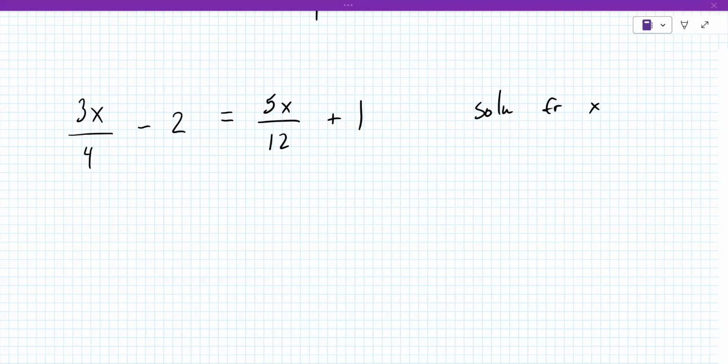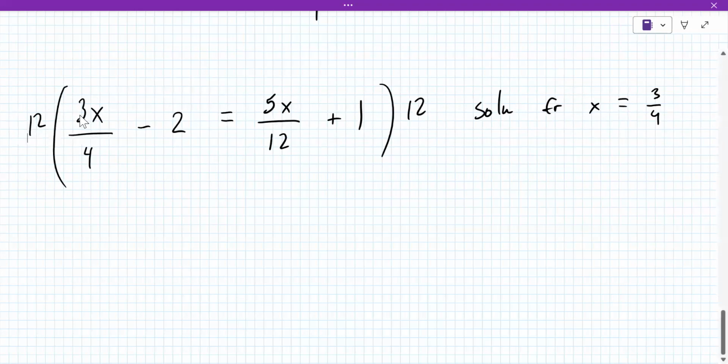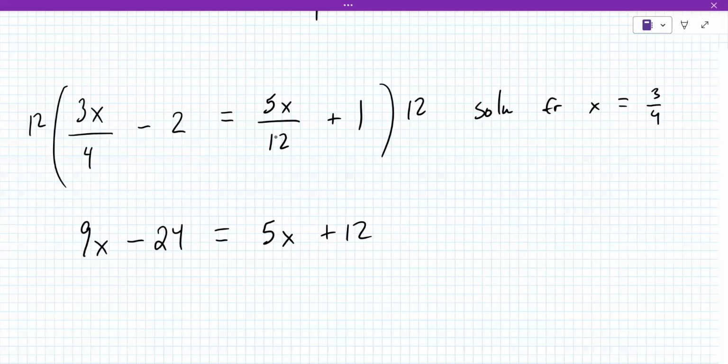X equals 3/4. So I got a slightly different number on my side here. What did you multiply everything by? I multiplied everything by 12. Okay, that's good. And let's just work this out. 12 times 3 is 36. 36 divided by 4 is 9. Did you have 9x here? Yes. Okay, and then you multiply the second thing by 12, so that's minus 24. Then it becomes 12 times 5x divided by 12. The 12's cancel, so it's 5x plus 12.